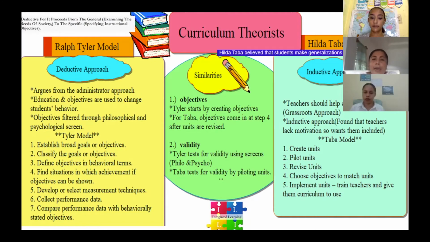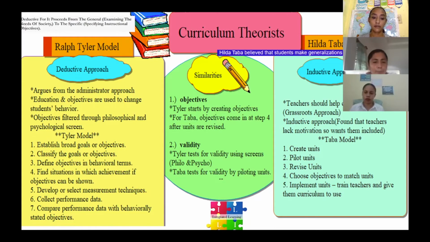Let's look at some similarities. Even though they had many differences, they also had some similarities, one of which is the fact that both these models have objectives. Tyler, for example, started by creating objectives. Taba, objectives come in at step number 4 after the units have been revised. Second thing, validity. Tyler tests for validity using screens, the 2 screens, which are philosophical and psychological screens. Taba, on the other hand, tests for validity by piloting these units.